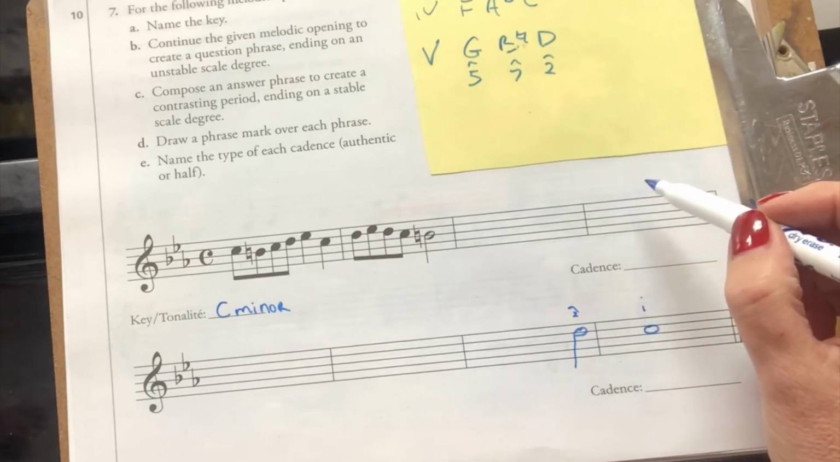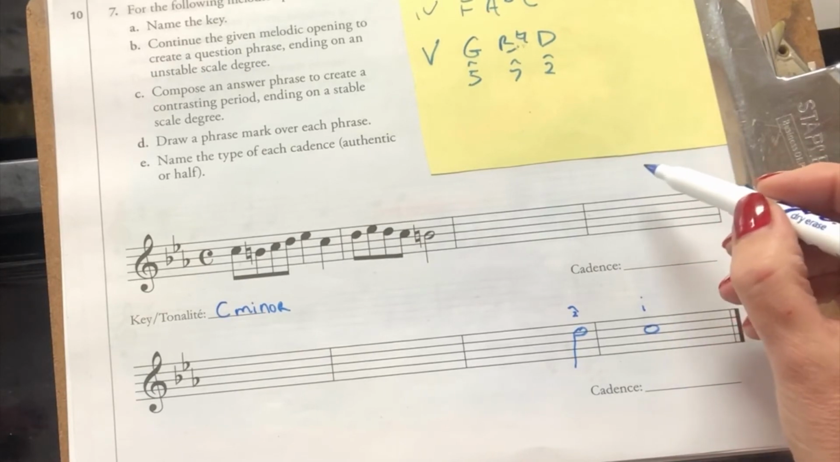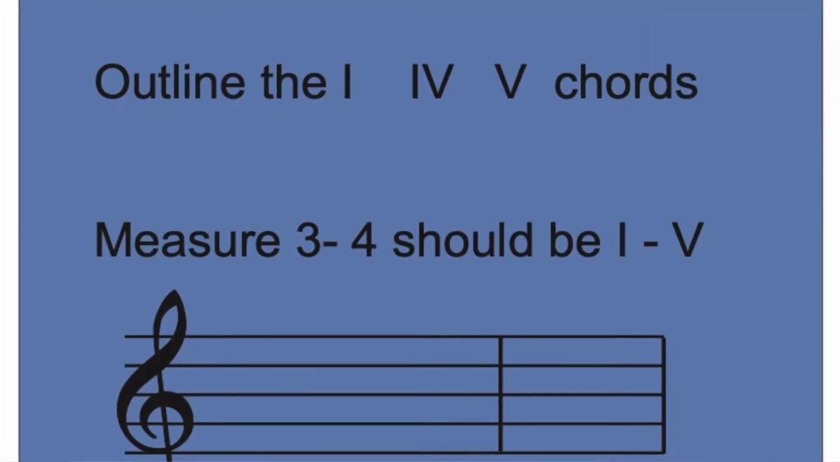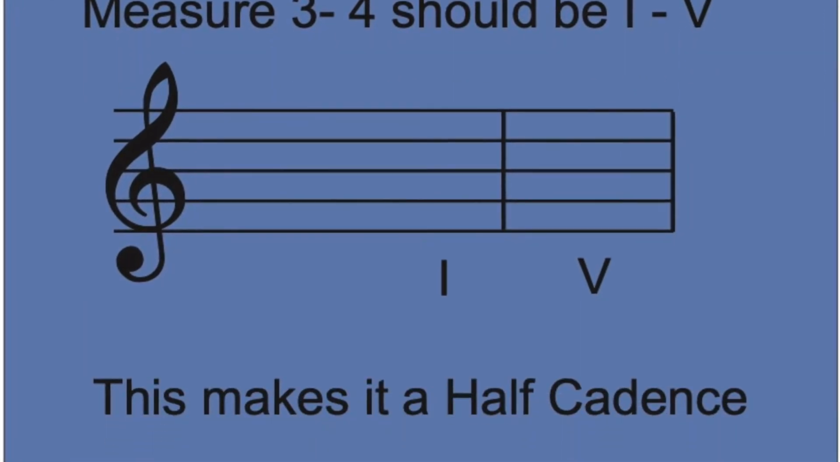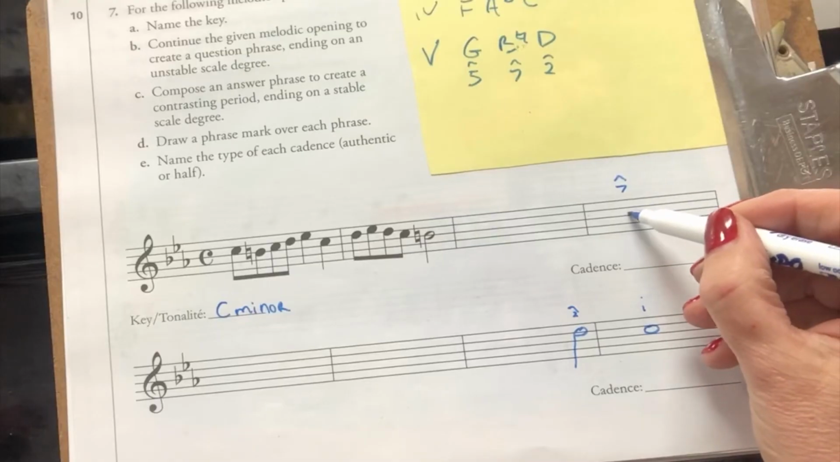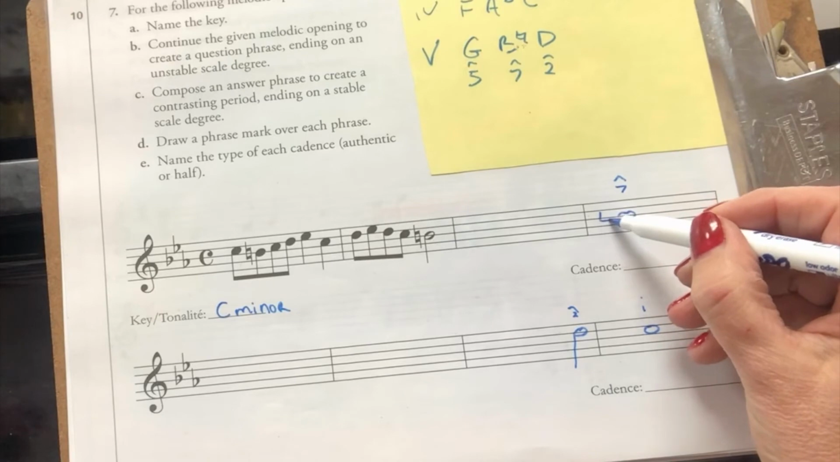Let's go to the first phrase. Unstable degree, 2 or 7. Well, this time let's take the 7. So we know the 7th note was a B natural, okay?